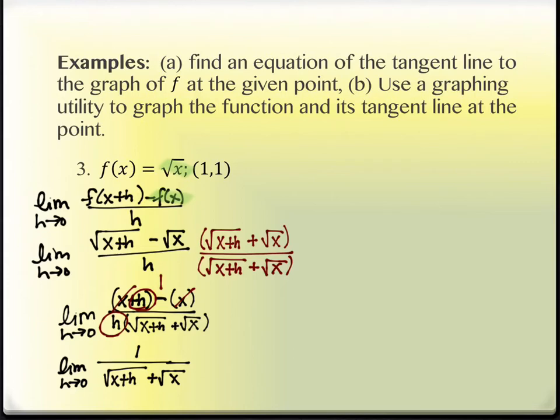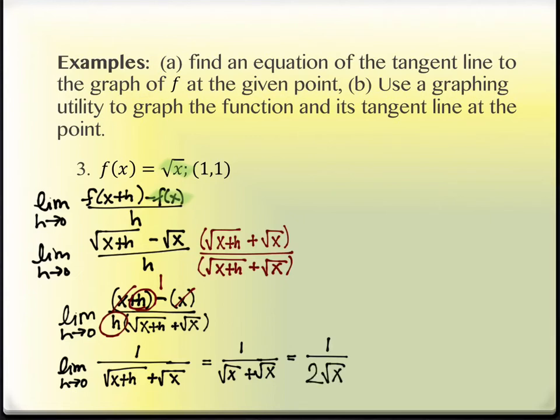Can I let h equal 0 now? Sure can. It won't zero everything out in the denominator, so I'm good to go. If h is 0, I end up with 1 on top and the square root of x plus the square root of x on bottom. The square root of x plus the square root of x can simplify to what? 2 square root of x.